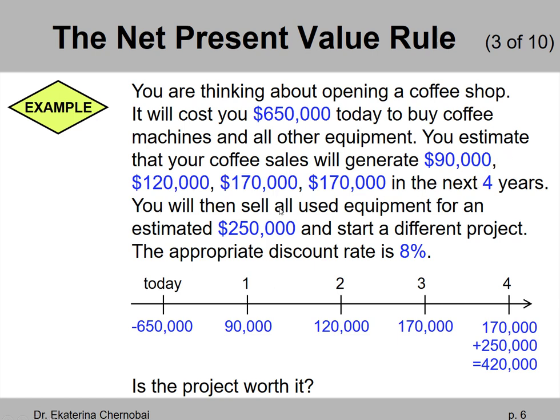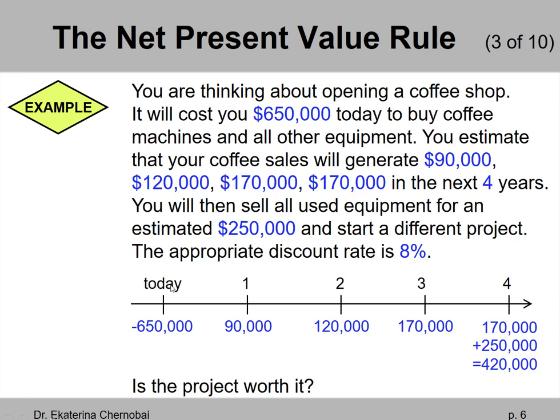You will then sell all used equipment for an estimated $250,000 and start a different project. The proper discount rate is 8%. So this is what was given to us. We are working with a lot of numbers. It might be really helpful to start solving this problem by drawing a timeline.